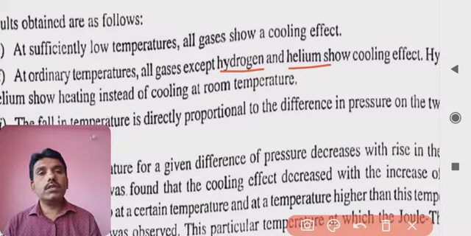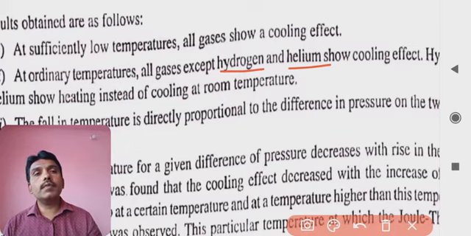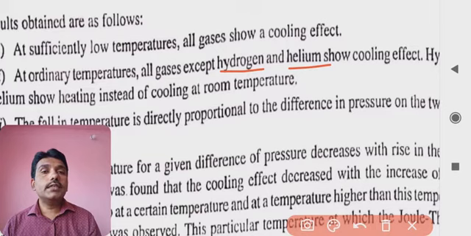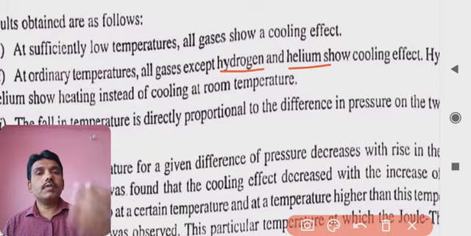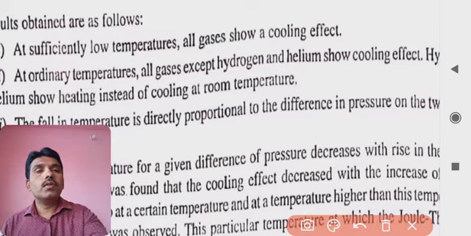Only hydrogen and helium show the heating effect. That means their temperature is raised in that case. They are not showing the cooling effect; they show the heating effect. So the temperature will rise for hydrogen and helium. So this is the second case, which happens at room temperature.